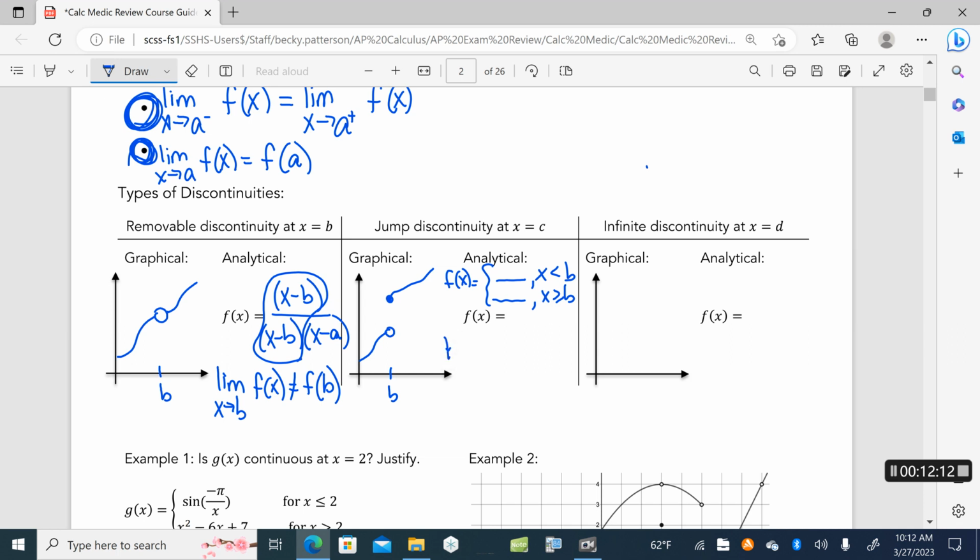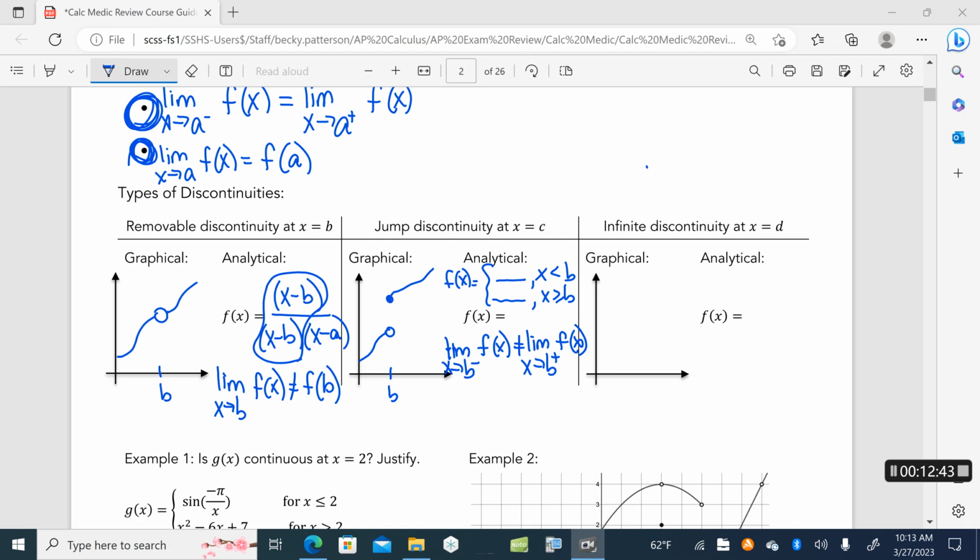So we would say the limit as x approaches b from the left of f of x does not equal the limit as x approaches b from the right of f of x. And you really have to flex when you do an FRQ and show this beautiful notation showing that you know the definition of a limit.